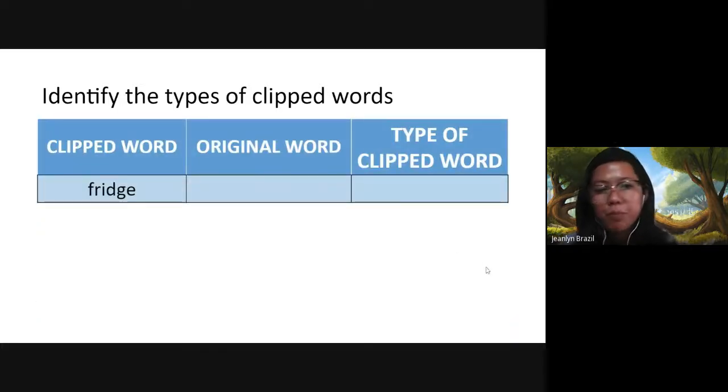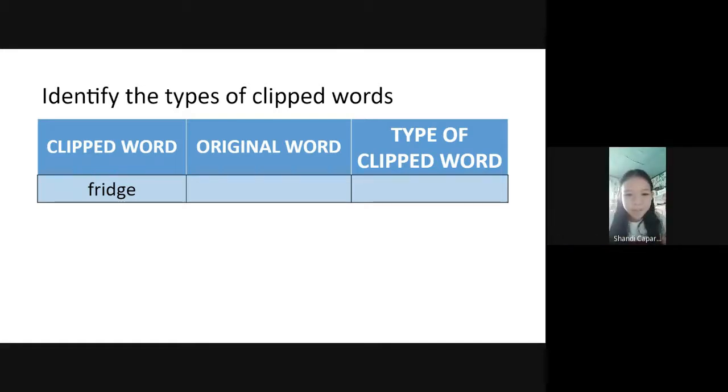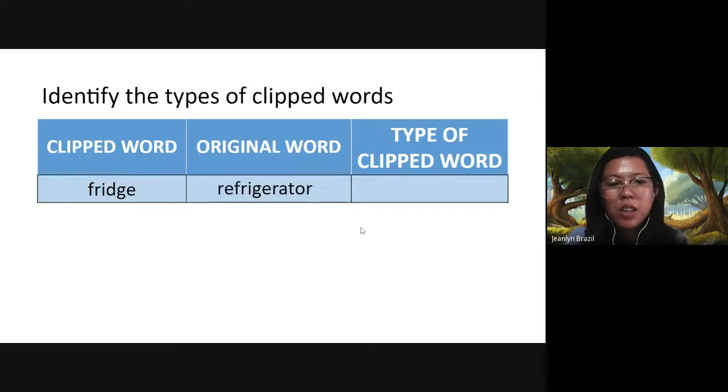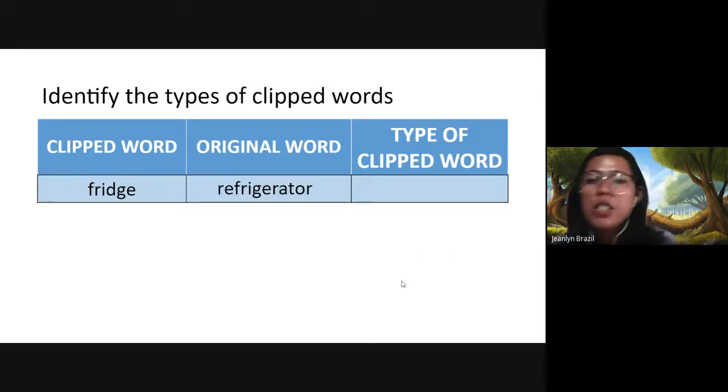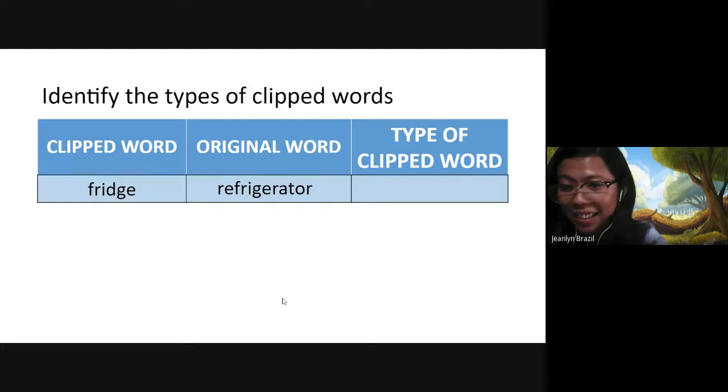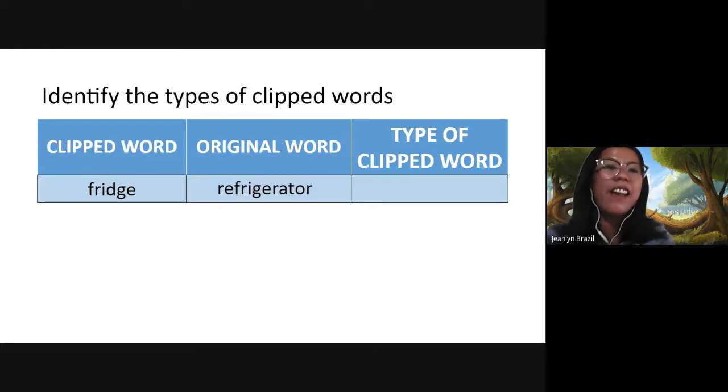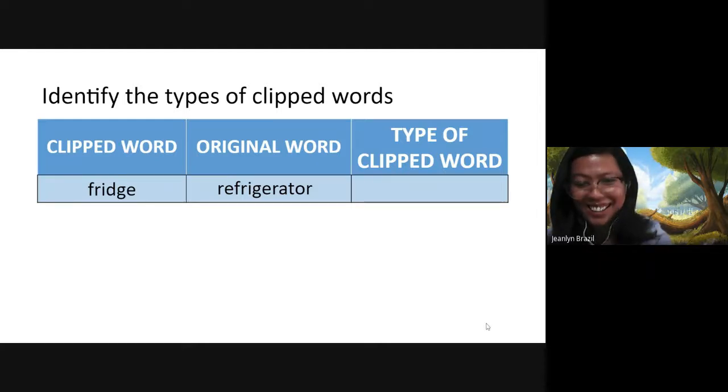Next, number three. Ano yung number three? Who can read this clipped word? Yes, Trendy? Fridge. Okay, it's fridge. So, thank you. The original word of fridge is refrigerator. Oh, di ba? Ang ganda. Mother, can you please open the fridge for me? Instead of using refrigerator, you can just write fridge or you can just tell us fridge. Di ba? Ang social ng dating.